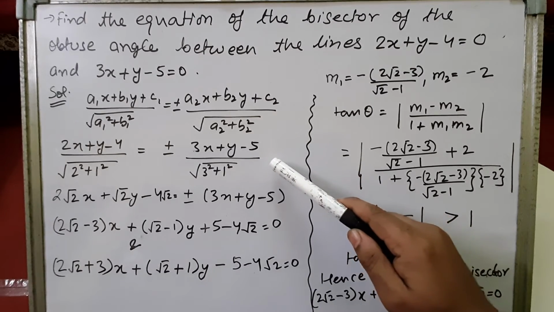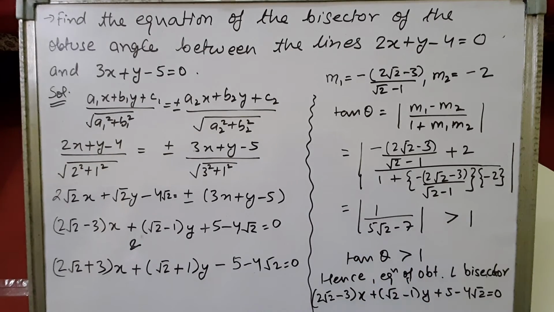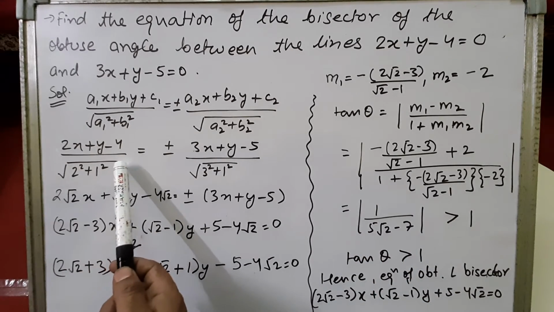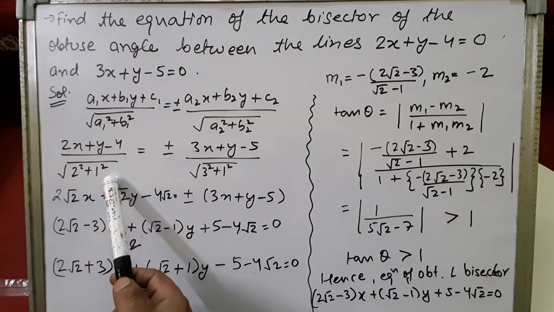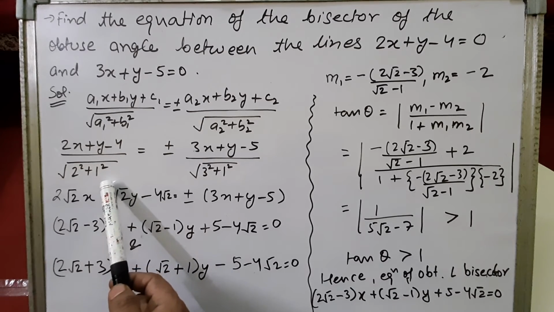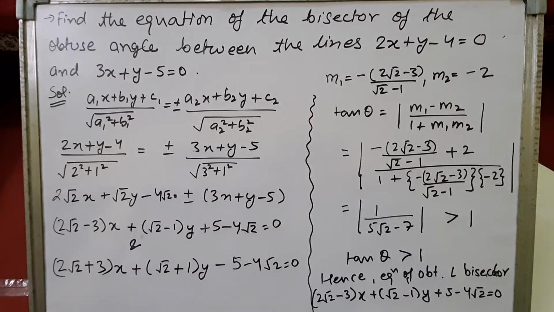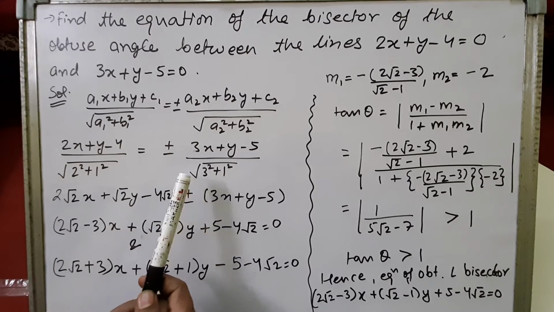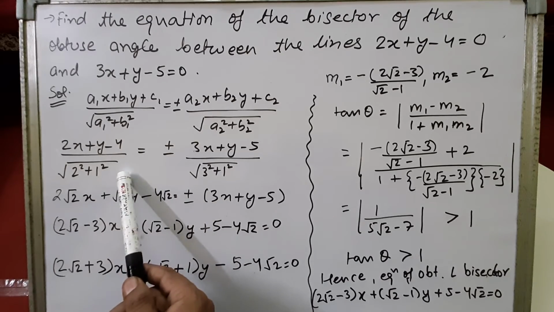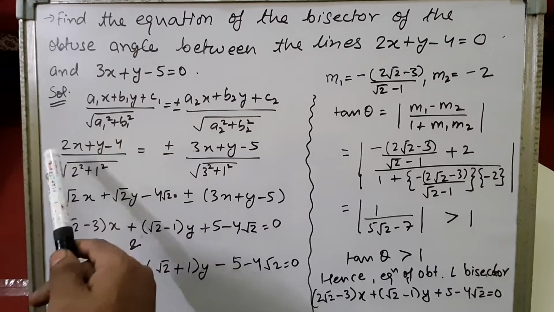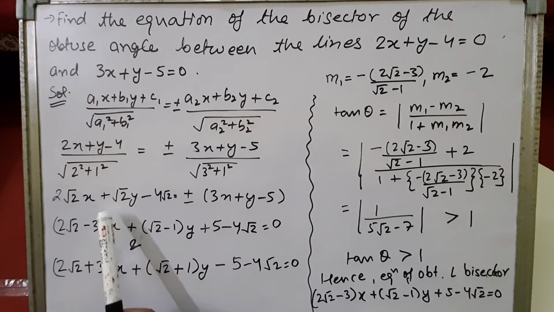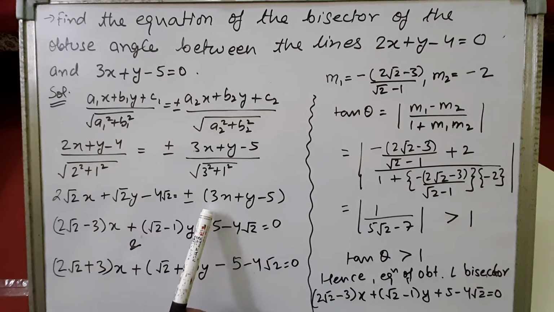When we substitute, taking a1x plus b1y as 2x plus y minus 4, a1 is 2 and b1 is 1, and plus minus 3x plus y minus 5 upon under root 3 square plus 1 square. Here we get root 5, here we get root 10. When we cross multiply, root 10 upon root 5 is root 2. So root 2 is multiplied in this equation, and we get 2 root 2 x plus root 2 y minus 4 root 2 equals plus minus (3x plus y minus 5).